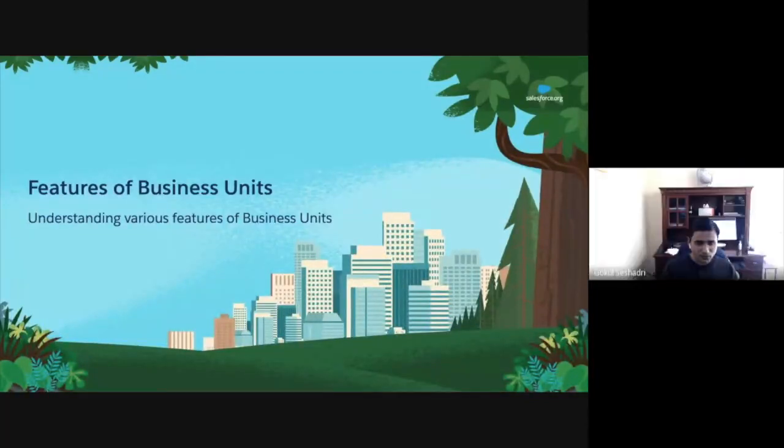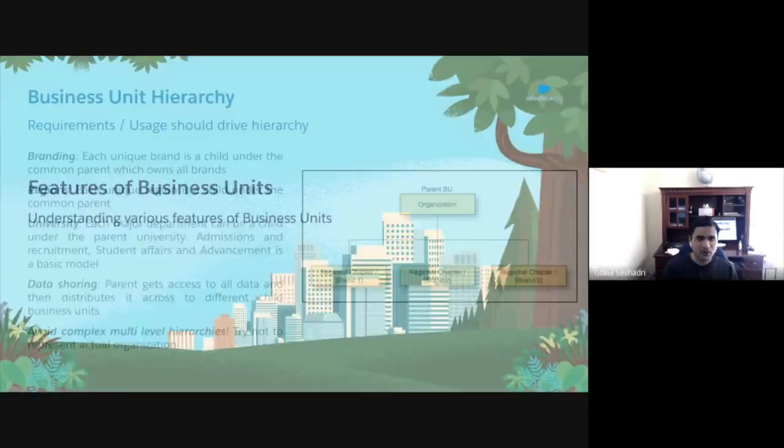Hi, this is Gokul, and next we will start talking about the features of business unit. What are all the various features supported by business units and how to make the best use of them. In consideration of time, we will just look at the 3 major features of business units in this class. Obviously, there are more that we'll get into down the line.